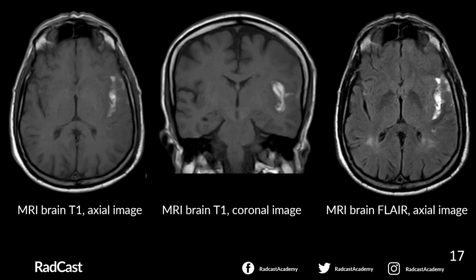This is MRI brain without contrast, T1 axial and coronal images, and FLAIR axial image. Normally in MRI T1 and FLAIR sequences, the CSF appears black, but here you can see hyperintense fluid in the left Sylvian fissure.